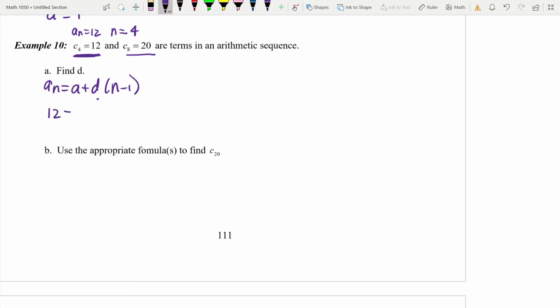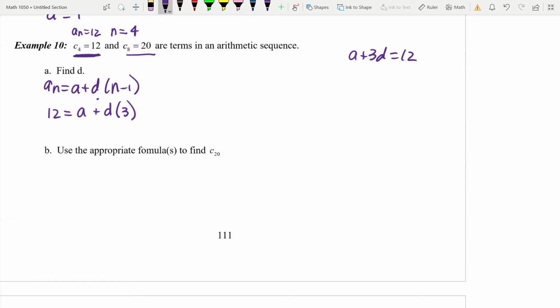So I have 12 equals. Did they tell me anything about the first term? No. So I'm going to put an a. They didn't tell me the common difference, so I have to put a d. And then n is 4. 4 minus 1 is a 3. Now I'm going to make it look nicer. I'm going to write a plus 3d equals 12. Those parentheses are not necessary.